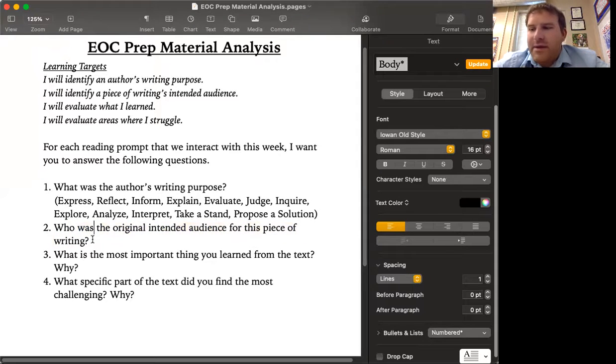I know number 2, some people have been confused by it the most. Once again, it's just, are the people that read this book, are they fantasy novel readers? Are they teachers? Are they sailors? Are they 14-year-old girls? Are they enthusiasts? That's basically what I'm looking for. Who are the people that are intended to read this piece? Who would go out of their way to read it?